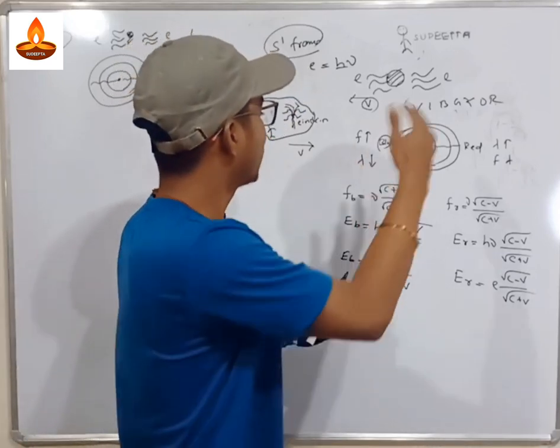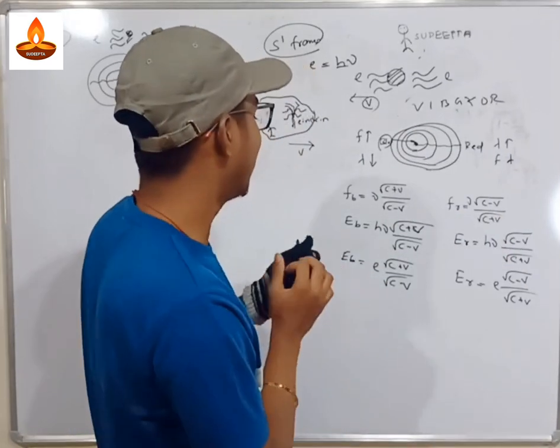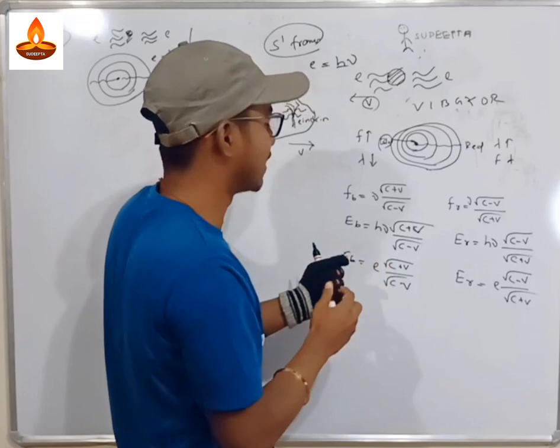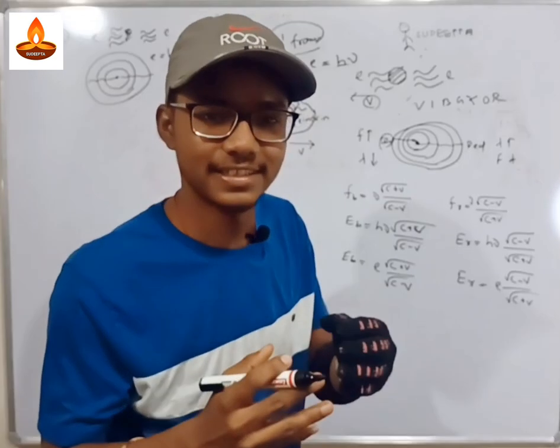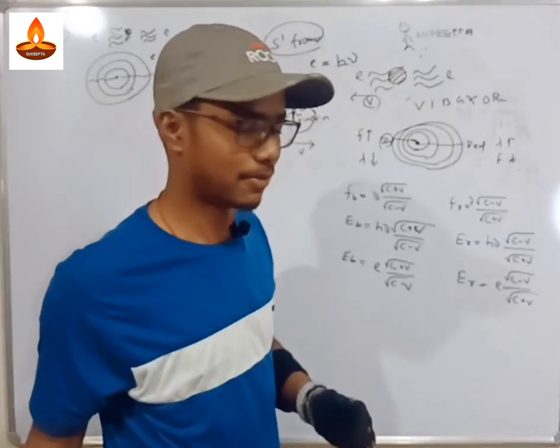Okay, so what do we have to find in the next step? We have to find how much total energy is emitted in the S dash frame. What is the total energy emission in the S dash frame? Okay, we have to erase this.